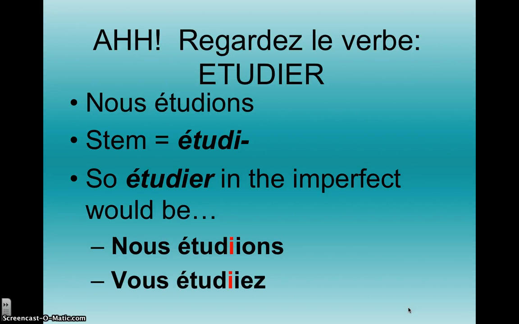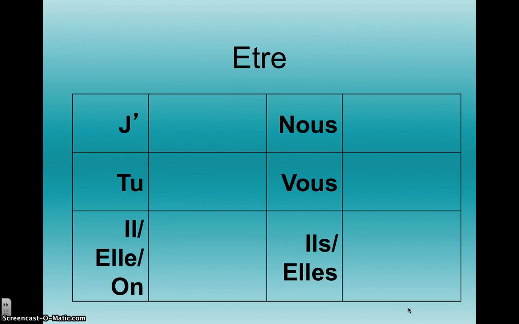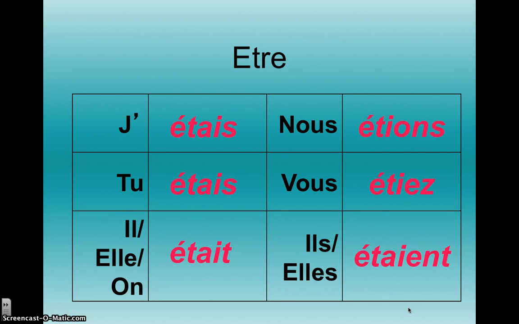Look out. And then the only irregular one was être, because être, the nous form is nous sommes. There's no ons to take off, so we ended up with ét. J'étais, tu étais, il était, nous étions, vous étiez, ils étaient. So our stem is that E with an accent aigu, T.